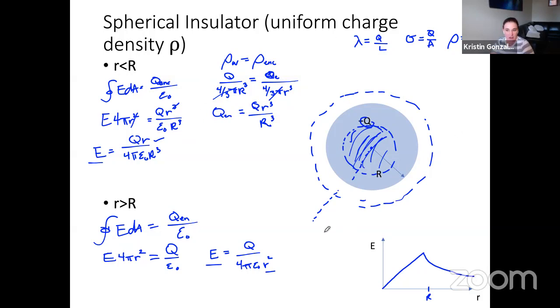Okay, so those are kind of our sphere shapes. Roger's going to show us a couple of other charge distributions. Yes, thanks, Kristen. Well, we've just done a sphere. So let's go ahead and I'll share my screen and let's do a line of charge.